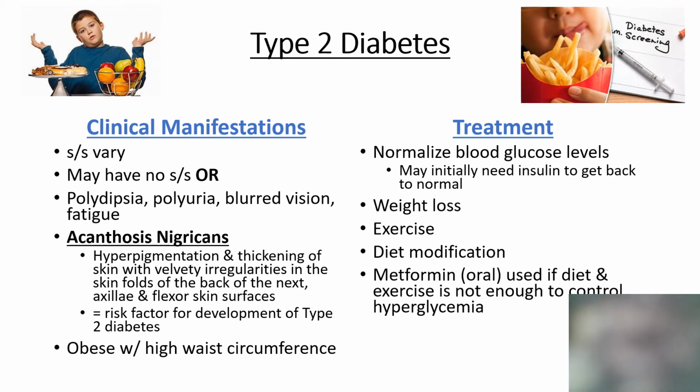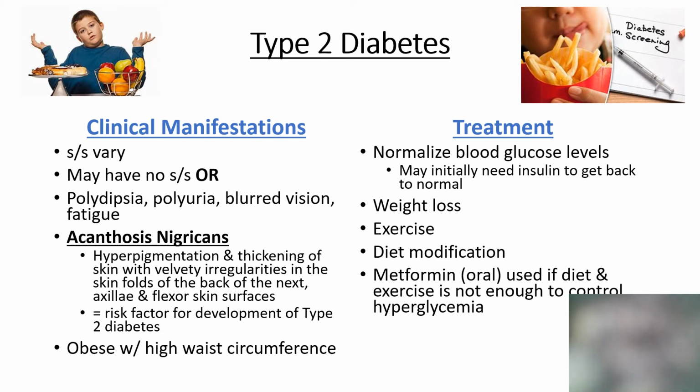How does it present? Symptoms will vary. Some kids will be asymptomatic, or they will have some of those common signs and symptoms of polydipsia, polyuria, fatigue. They do have this acanthosis nigricans, which is a hyperpigmentation and a thickening of skin, noted on the back of the neck, the axilla, and the flexor skin surfaces. So we can see some of that, and that is a risk factor if noted for the development of type 2 diabetes. And children who are obese and may have a high waist circumference is often a presentation for type 2 diabetes.